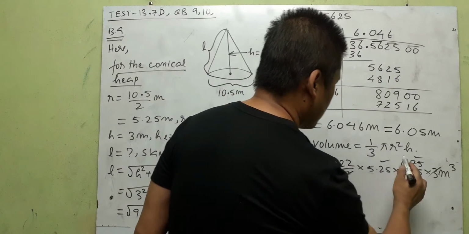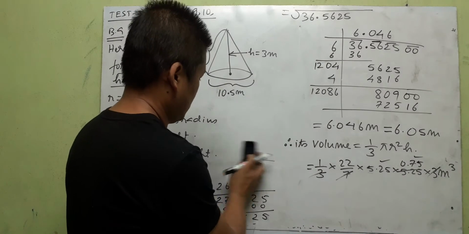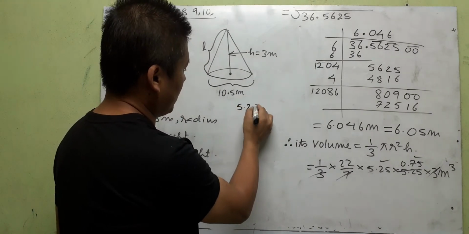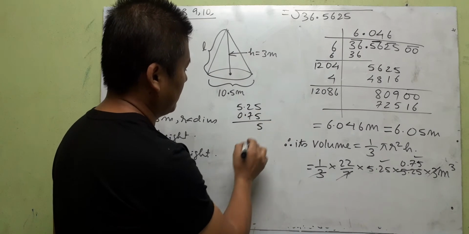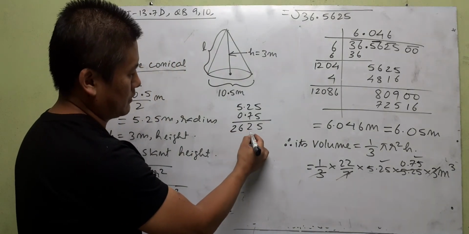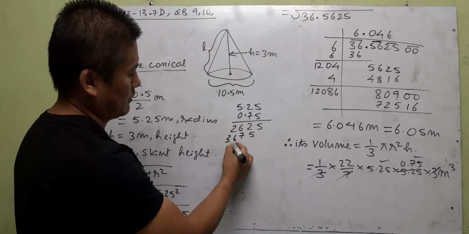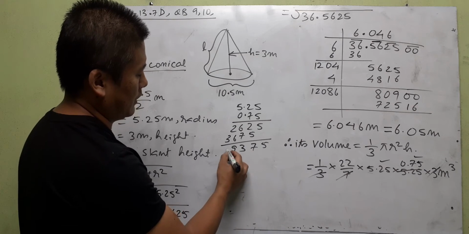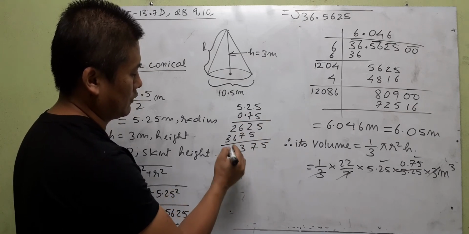Let's multiply these two then, and we're going to get here 5.25 multiplied by 0.75. 5 fives are 25, 2 carry, 7 fives are 35, 37, 5, 7, 13, 9, and here 3. 1, 2, 3, 4 decimal places.